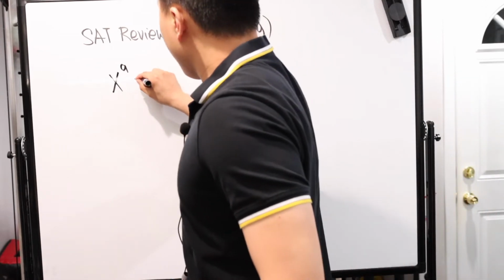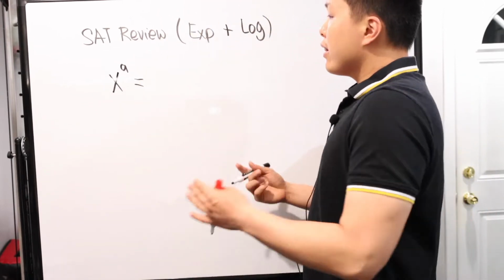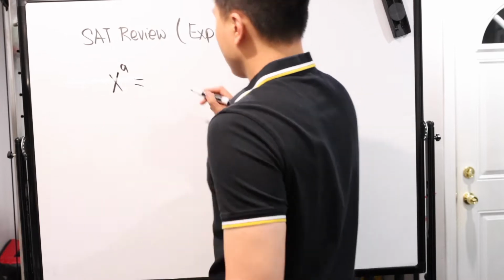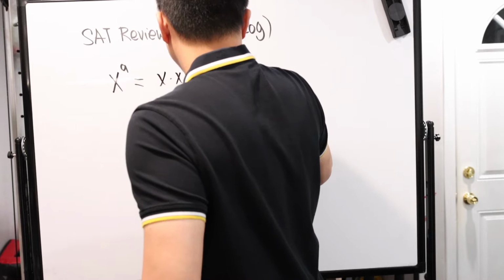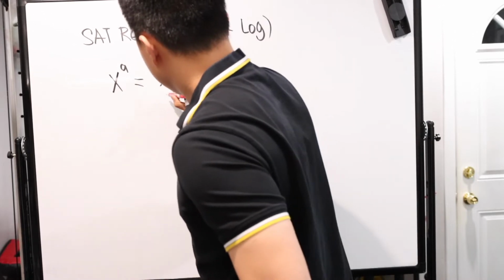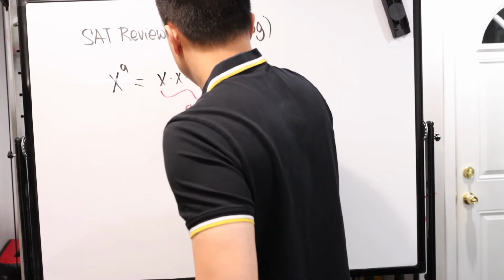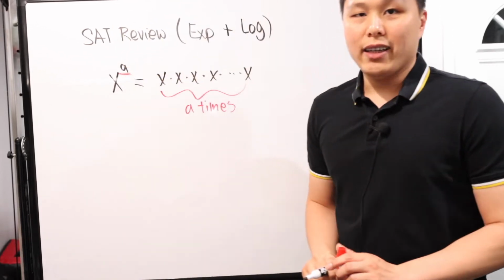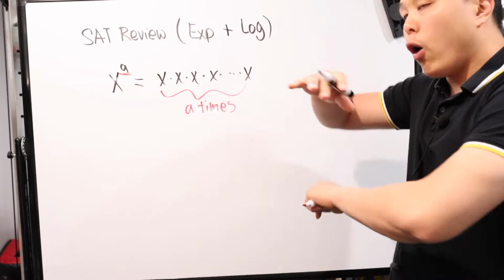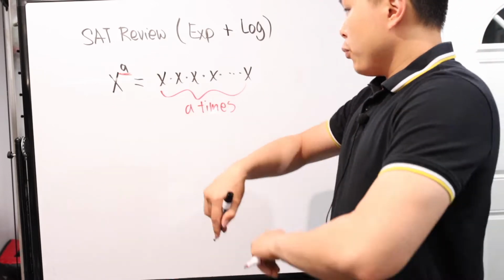So if we say x to the a power, that's basically the base, x, times itself, well, you guys can guess it now, right? A number of times, based on this exponent a. Plain and simple, that's all exponents are. So we have our properties.